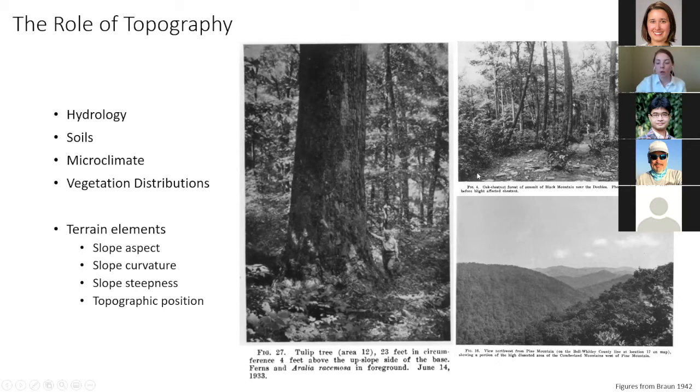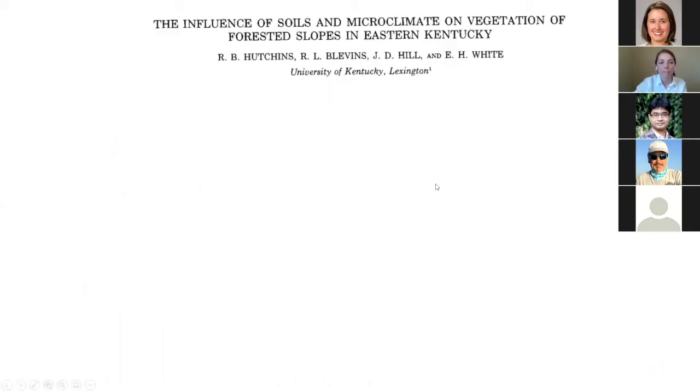Now I'm going to walk through 3 studies that look at this to give you an idea of how this might be studied. The first is from Hutchins et al., which looked at the influence of soils and microclimate on vegetation of forested slopes. This was done in Robinson Forest in eastern Kentucky, and they look at many of the patterns I mentioned in the first slide.